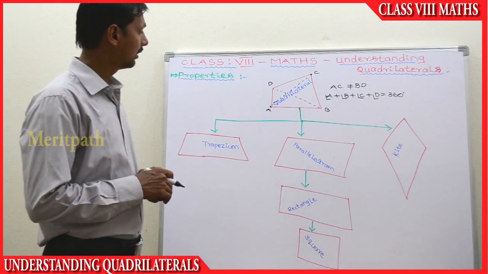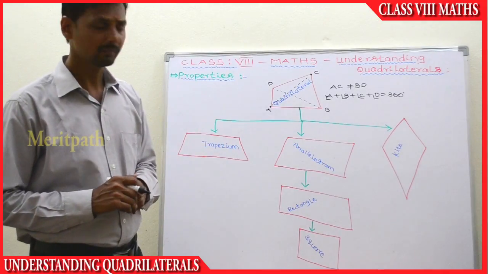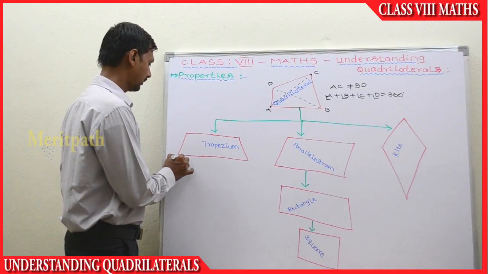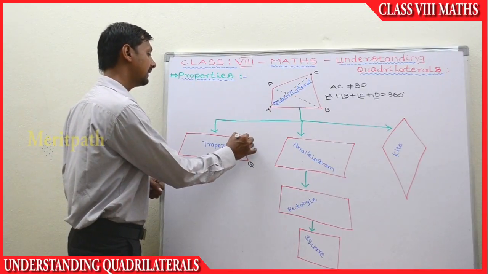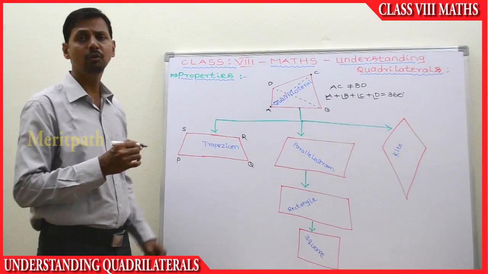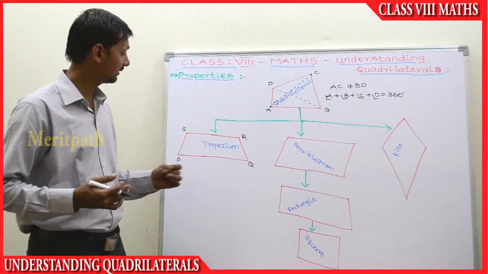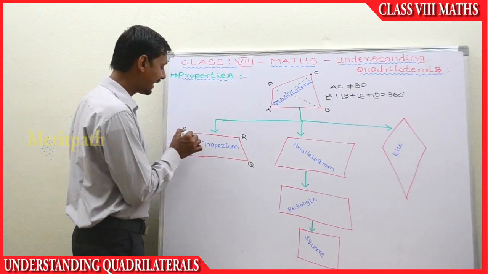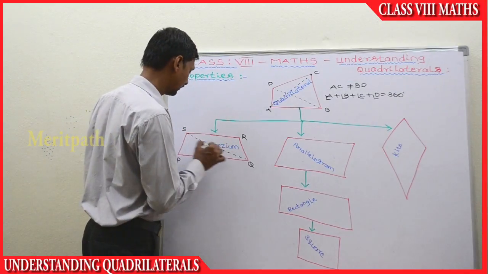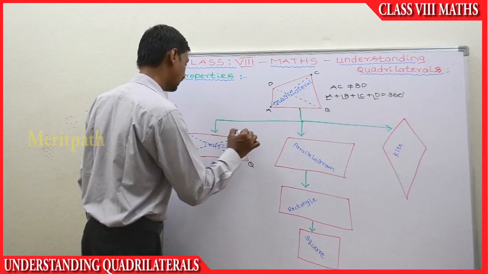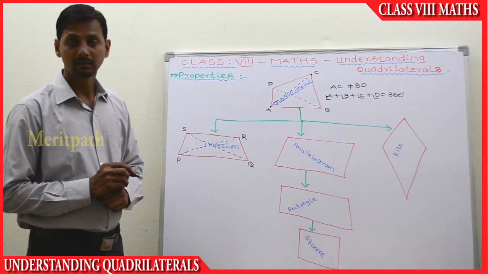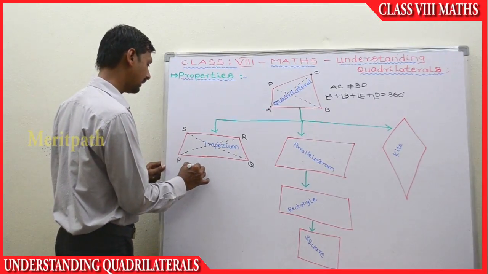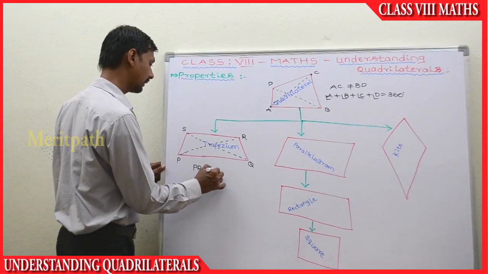Then after, let's see the trapezium PQRS. It's a common property that the sum of the four angles is 360 degrees. And if we take the diagonals of the trapezium, they will not be equal. Diagonals of a trapezium are not equal. That is, PR not equal to SQ.